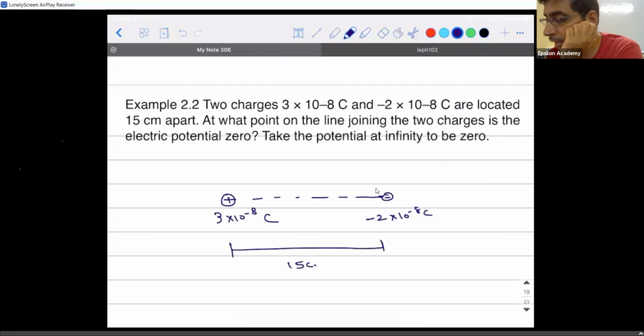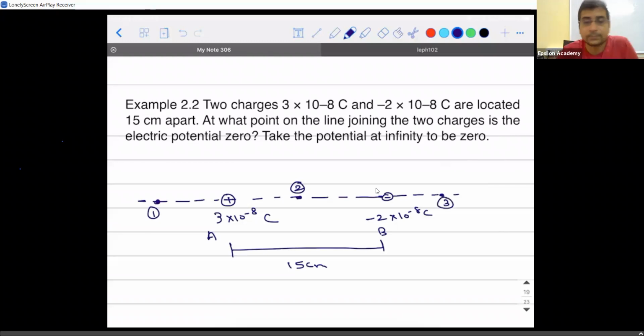Yes. So if I take this as A and this as B, on the line joining these 2 points, you need to find a particular location where the total potential of the system is zero. Right? See, look at the logic. I will define one point here, I will define another point here, and I define a third point here.